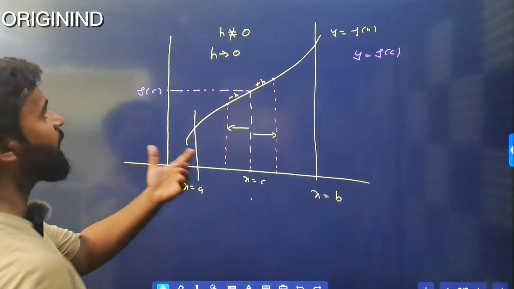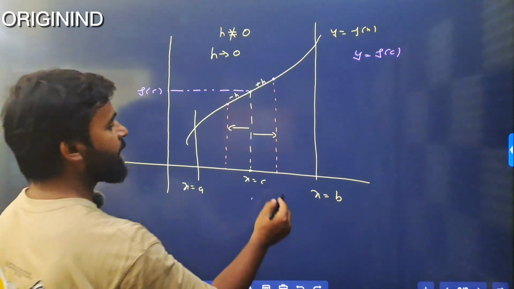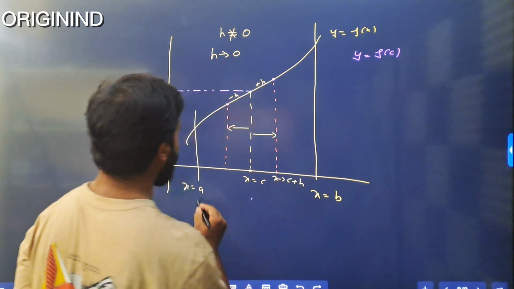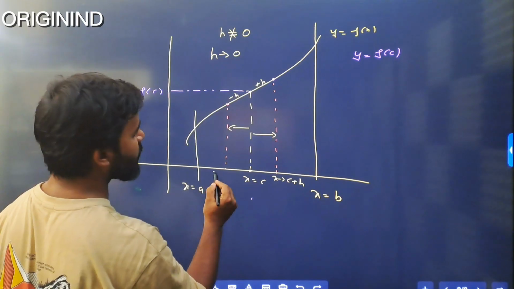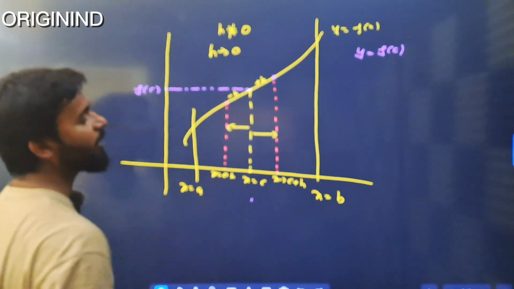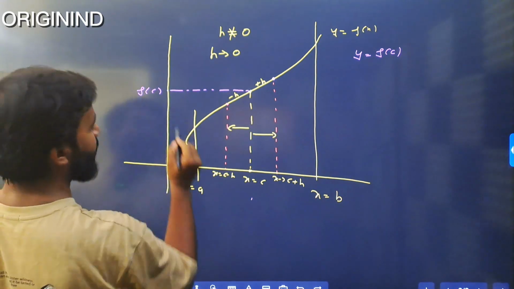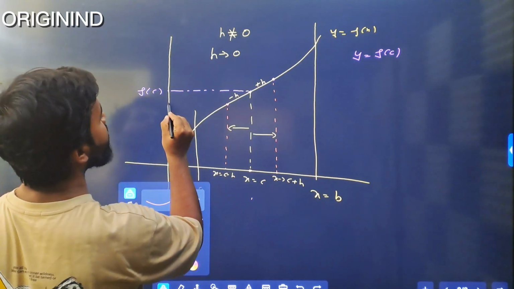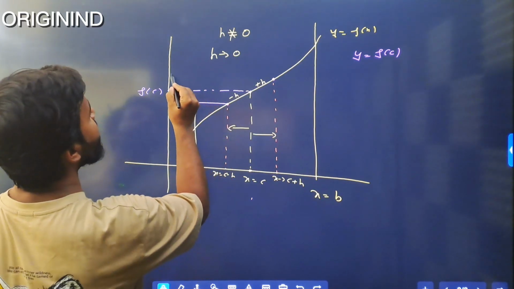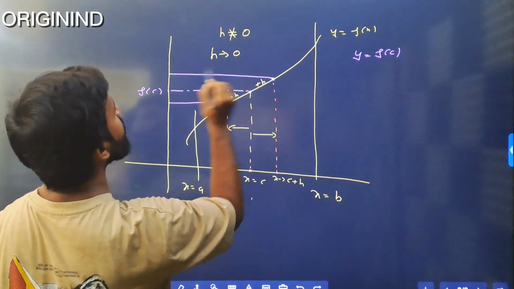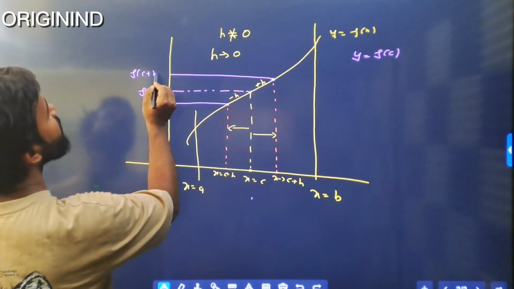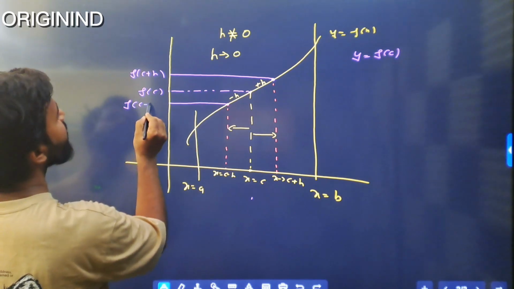So h tends to 0 means this point is x equal to c plus h, and this point is x equal to c minus h. At x equal to c minus h the function value is different, and at x equal to c plus h the function value is different. So what values will come? This is f(c plus h), and this is f(c minus h).